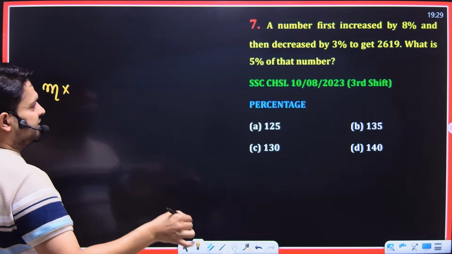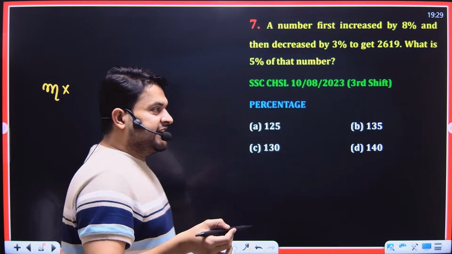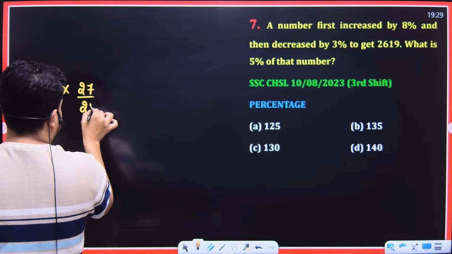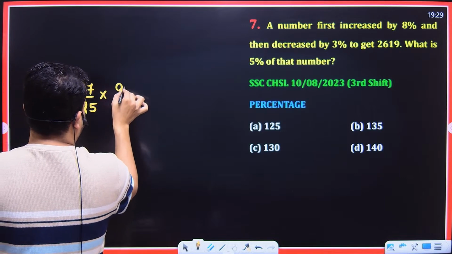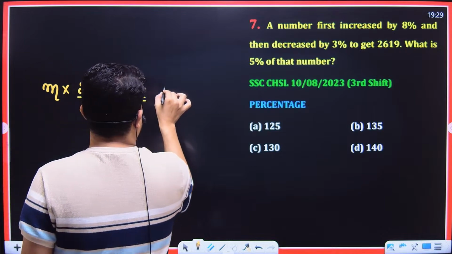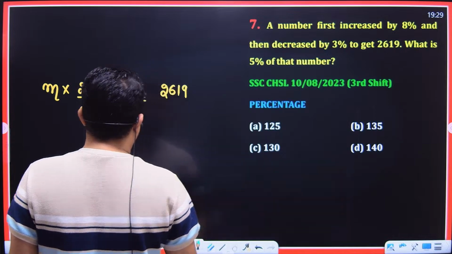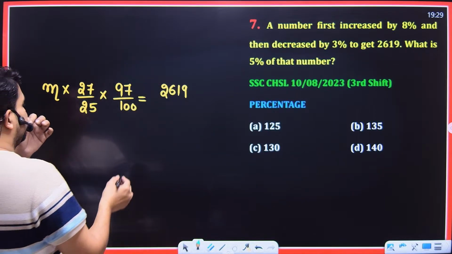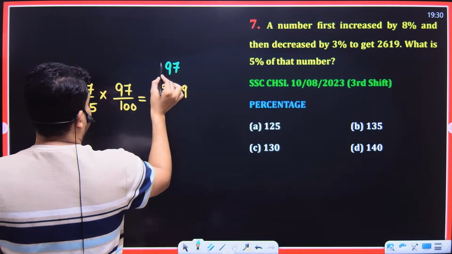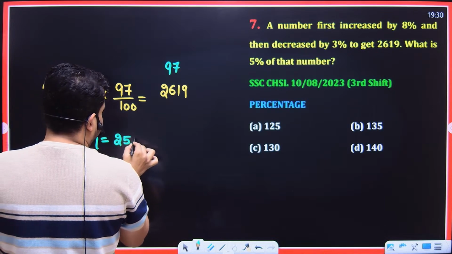If this is increased by 8%, it becomes 108, and we can write 108 as 27 upon 25. Then decreased by 3%, it becomes 97 if initially it was 100. And the resulting number is 2619. If you know the table of 27, then it is very good. 27 times 9 is 243 and 27 times 7 is 189. So 97 and 97 will be cancelled out. So the value of m is equal to 2500.